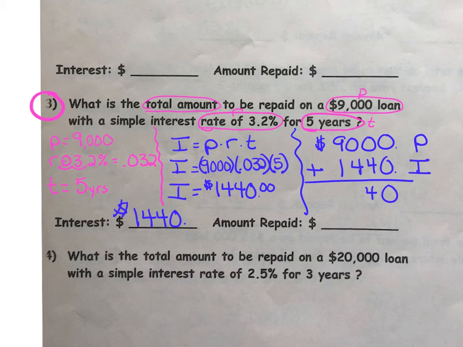Altogether, we owe $10,440. That is the amount repaid on the loan.